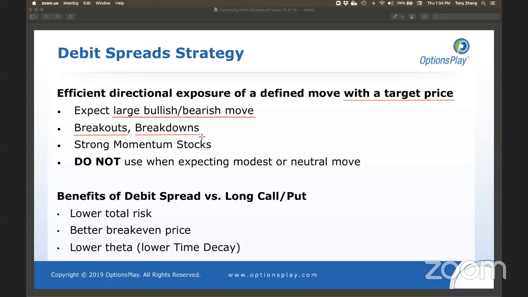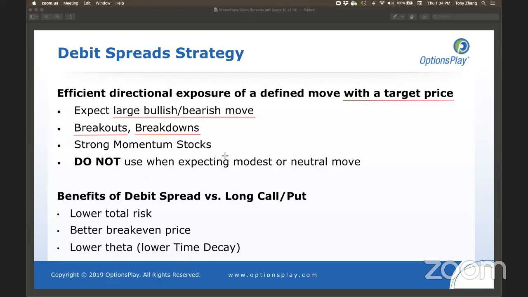And debit spreads really allow you to control that risk to the downside when you're in a strong momentum stock. So if you think of stocks like Beyond Meat, these stocks can move a large amount in a very short amount of time. That can work in your favor, but can also work against you. And debit spreads protect you when those strong moves go against you, from losing your entire book or your shirt on that specific trade.